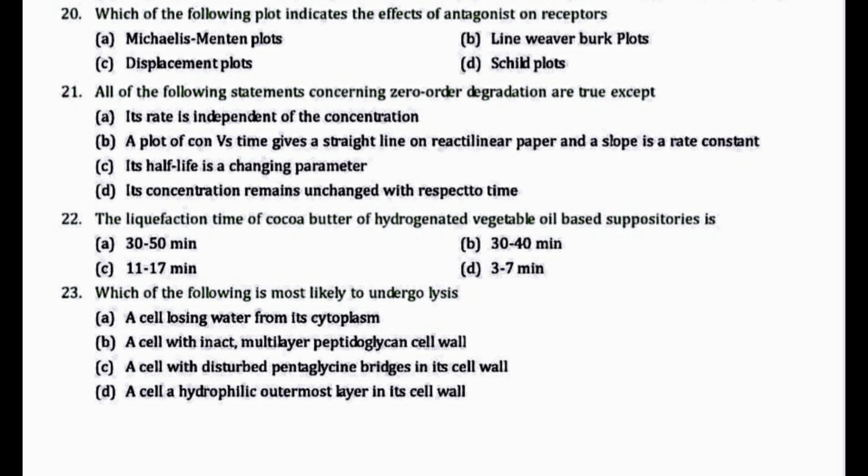We know that an intact cell wall means it consists of two layers. It consists of hydrophilic and hydrophobic layers in the structure. So if a cell has a hydrophilic outermost layer in its cell wall, it is more likely to undergo lysis. Option D is the correct answer.